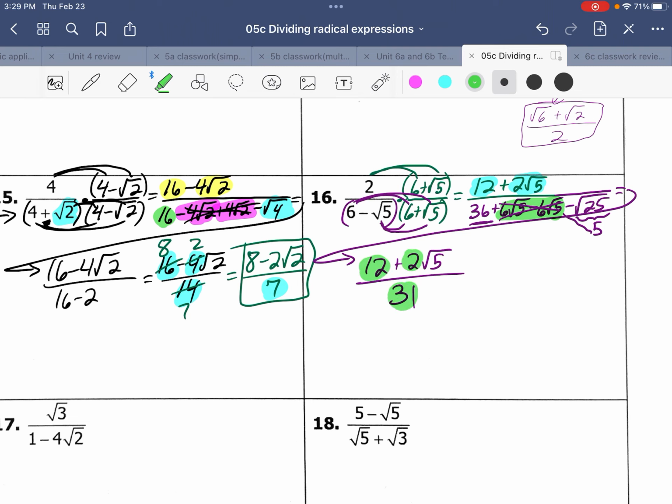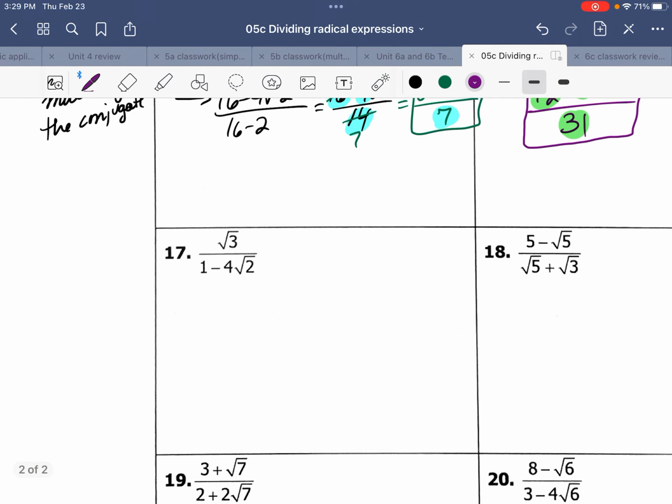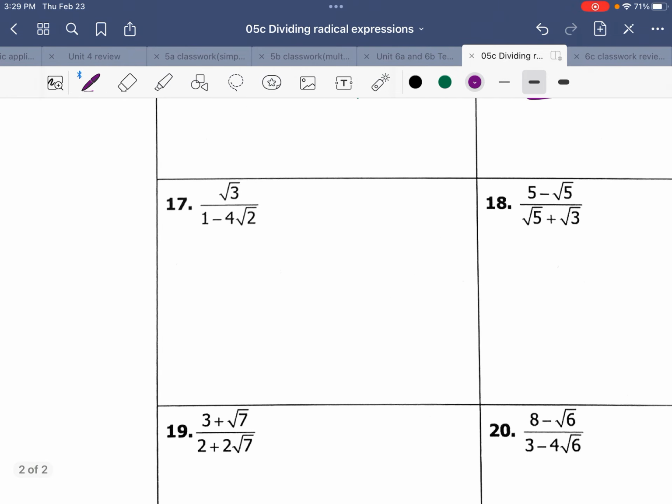Now I'm going to look at 12, 2, and 31. Can I divide those coefficients or the term by anything to reduce it? No, we cannot. That is your final answer. And I'll do number 17 as our next one, and that'll be the last one for today.